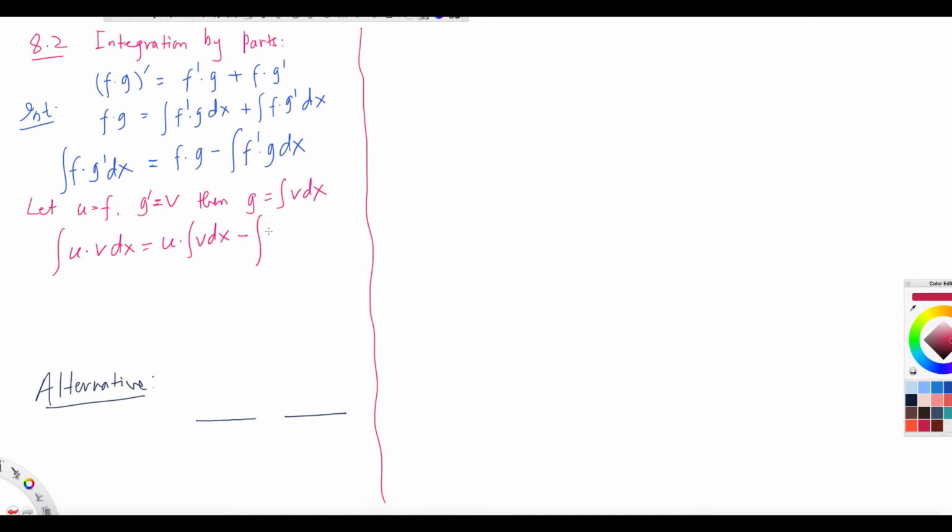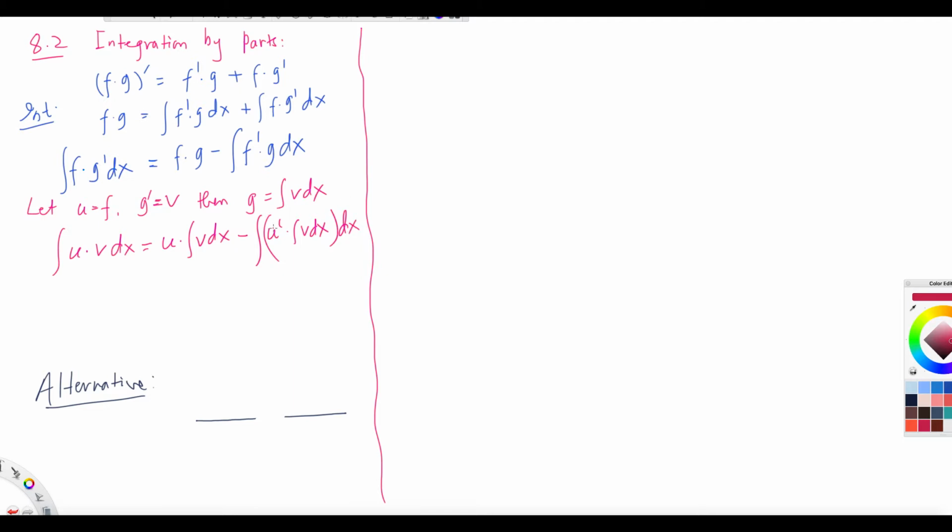f prime is u prime, right? u prime. And then times g, which is what? g is the integral of v dx. This is the big integral outside, and then that is dx. Okay, so you can write your formula in this format.